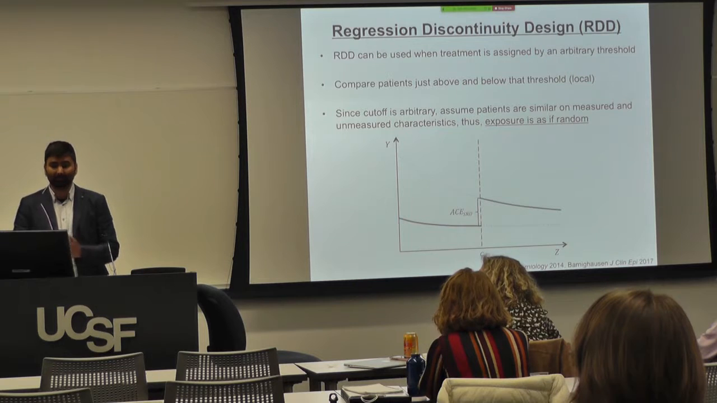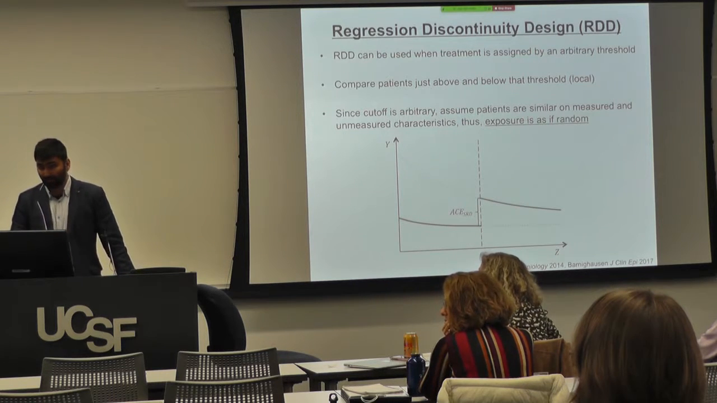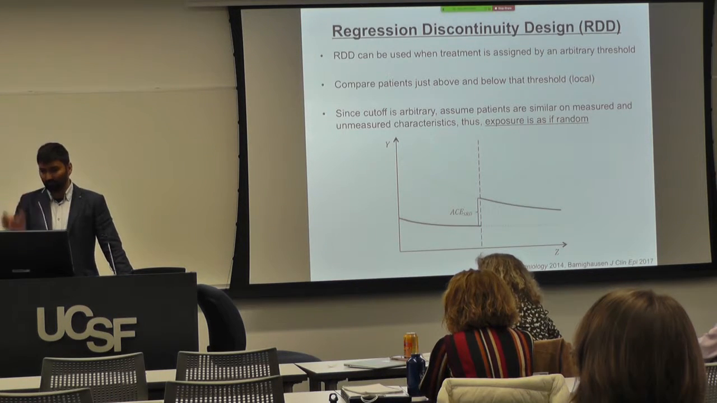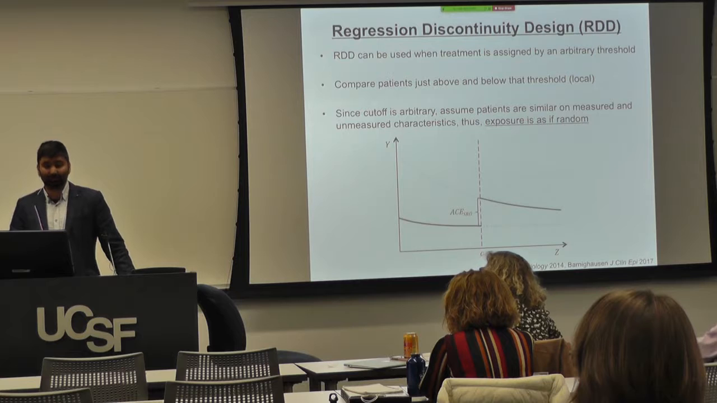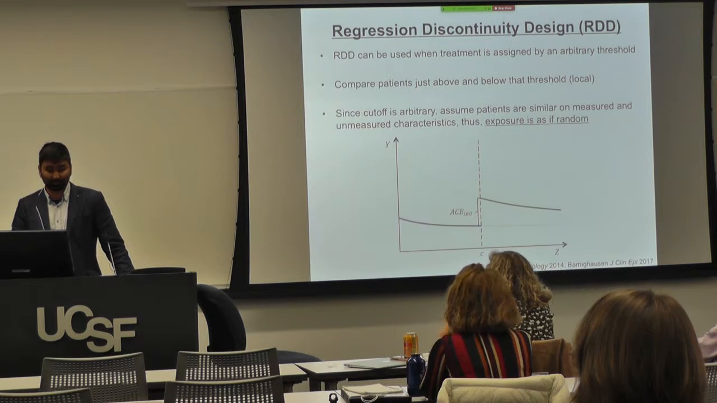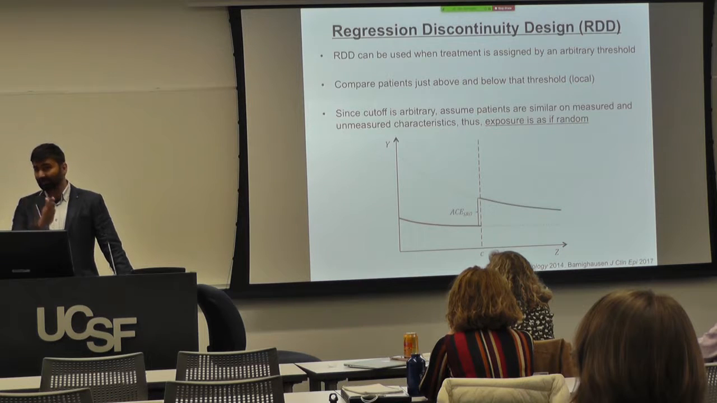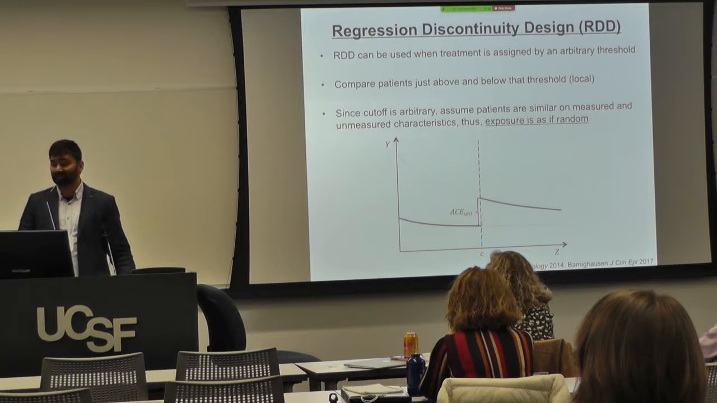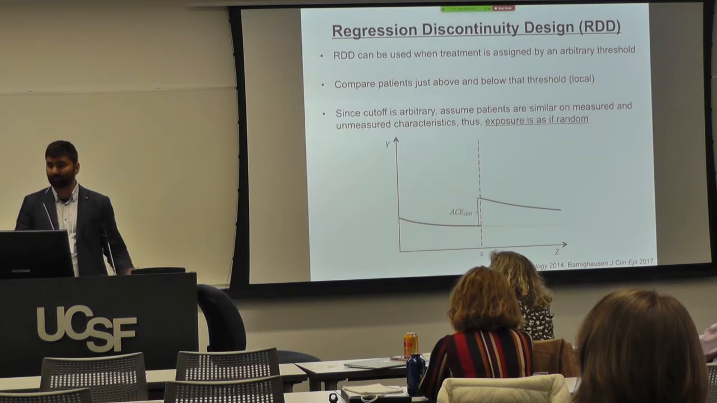Then in that setting, you compare patients just above and below that threshold, which is sometimes called local because you're looking at a small window. And the assumption is that since the cutoff is essentially arbitrary, you assume that patients are similar on both measured and unmeasured characteristics, and also assume that the potential outcomes will be continuous around that threshold. Thus, exposure is as if it was random. And that's called the continuity assumption for regression discontinuity designs.